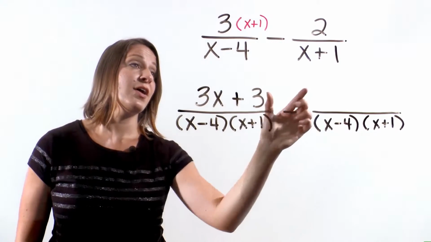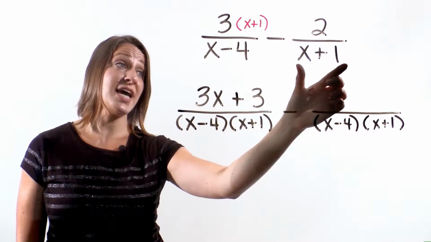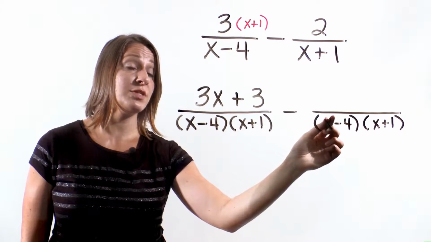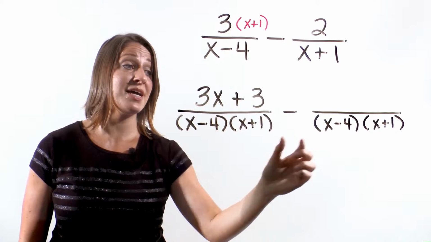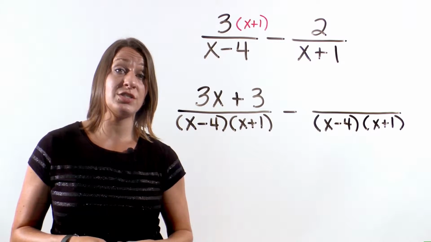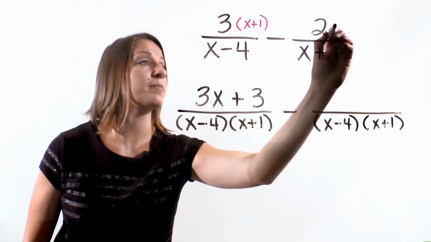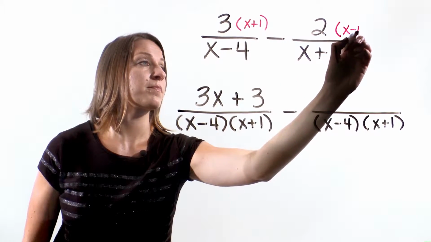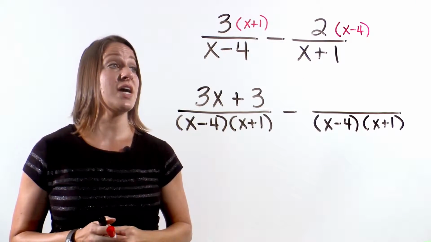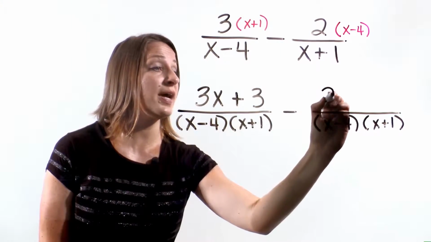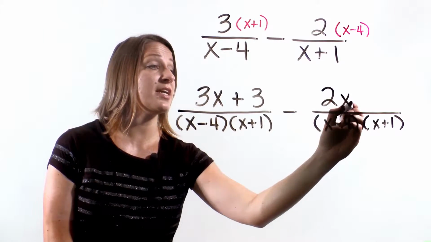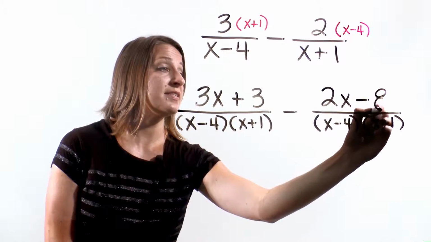Next, look at the second fraction. We had the denominator x plus 1, and notice that we've multiplied that denominator times x minus 4. So we need to do the same multiplication to the numerator. Two times x is 2x, and 2 times negative 4 is negative 8.